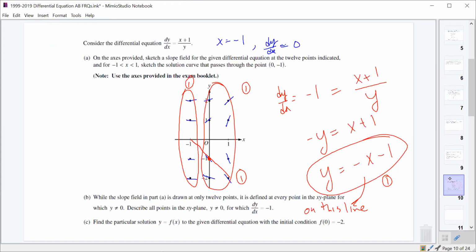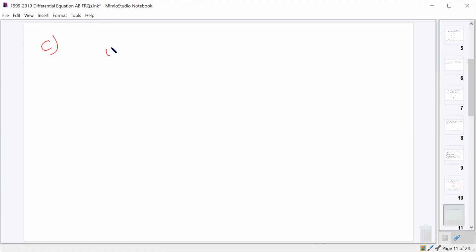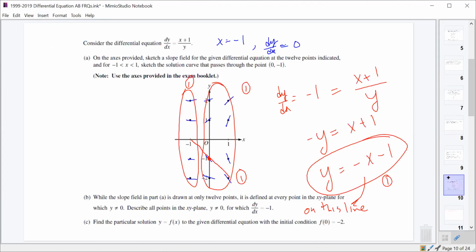All right. Part C just asks us to find a particular solution given the condition that f of 0 is equal to -2. So first thing we'll do is we'll separate the variables. We'll have y dy equals x plus 1 dx. Yeah, y dy equals x plus 1 dx.